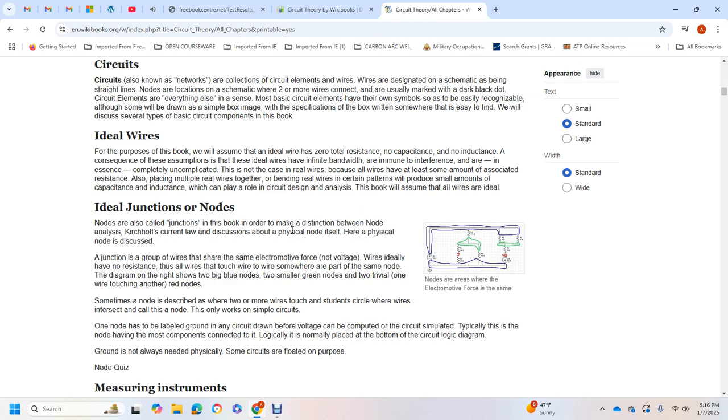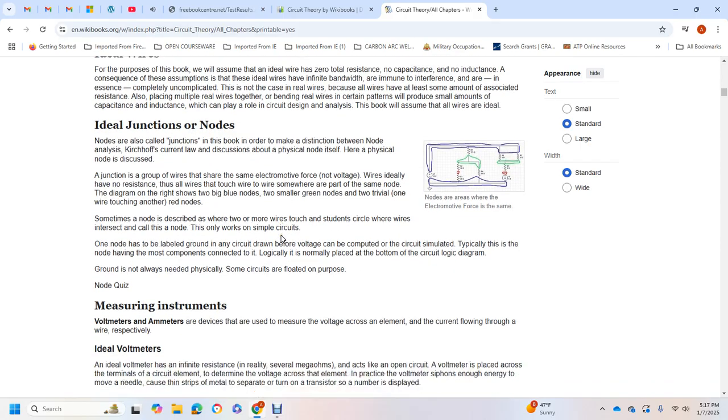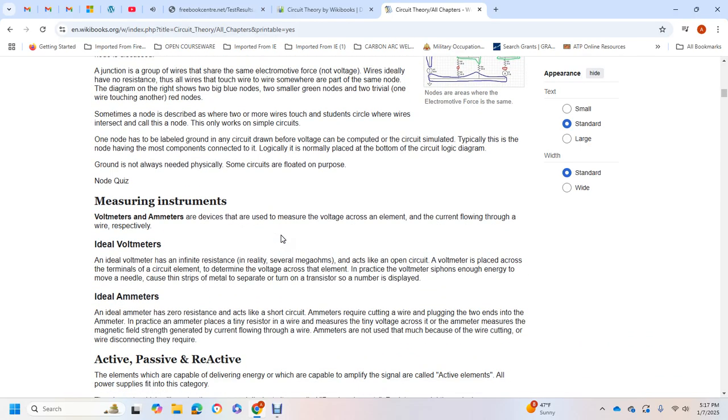One node is labeled ground in a circuit drawing, before the voltages are computed with the circuit simulator. Typically, this is the node having the most components connected, normally placed at the bottom of the circuit diagram. Ground is not always needed physically. Some circuits are floated on purpose.